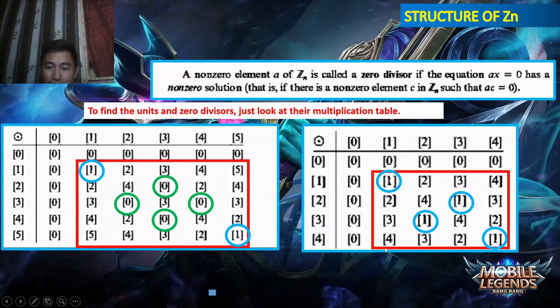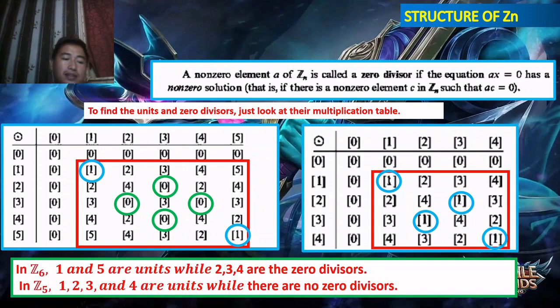Si 1 ay linya dire, si 2 na dire, si 3 na apoy 1, si 4 na apoy 1. Meaning, sila tanan class are units. Okay, so in Z6, 1 and 5 are units, while 2, 3, 4 are the zero divisors. So in Z5, 1, 2, 3, 4 are units, so units sila tanan, while there are no zero divisors. Walay zero divisors dira class sa Z5.